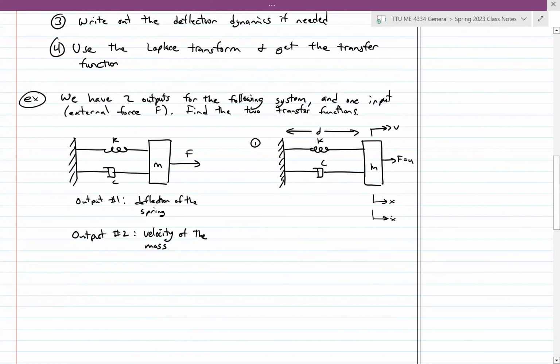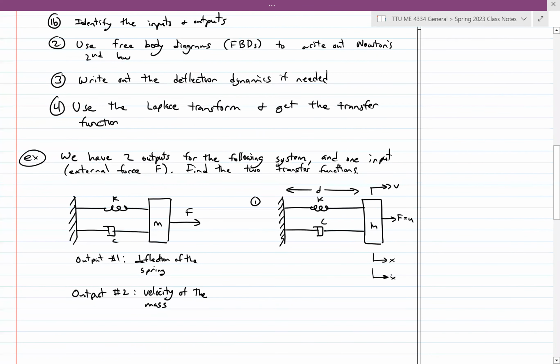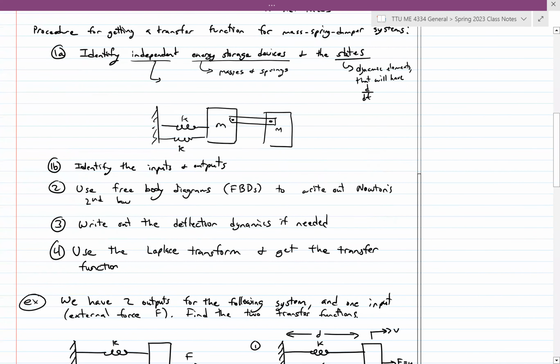All right, what else do we need to do for step number one here? We got our input, we got our independent energy storage devices, and thus our states. What are we missing?